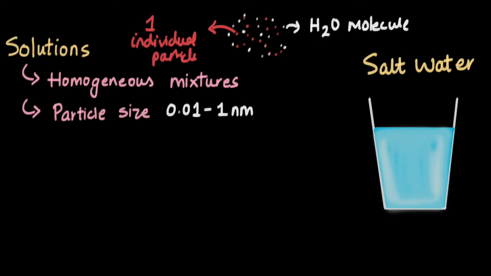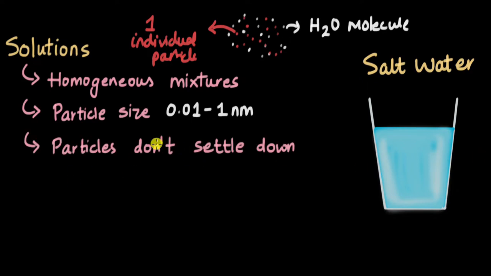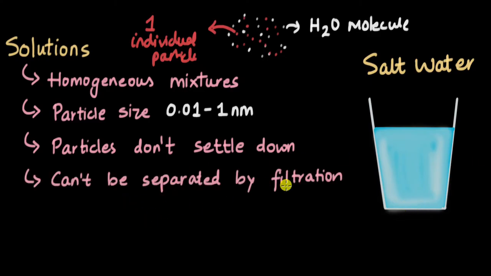The other is, we can say that the particle size, in this case the particles that are dissolved, are extremely small. So this one individual particle is of the order of 0.01 to 1 nanometers. Now, the third characteristic is that particles don't settle down. If you have a salt water solution and you let it be for some time, you will not see salt settling down near the bottom of the beaker, which means that you cannot really separate salt from water by filtration. If it is not settling down, then how can you separate these two from each other? So it can't be separated by filtration.